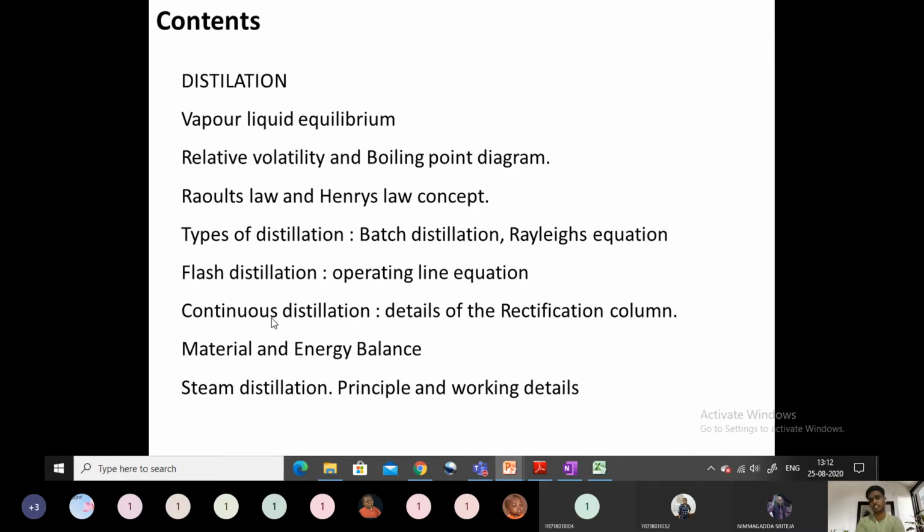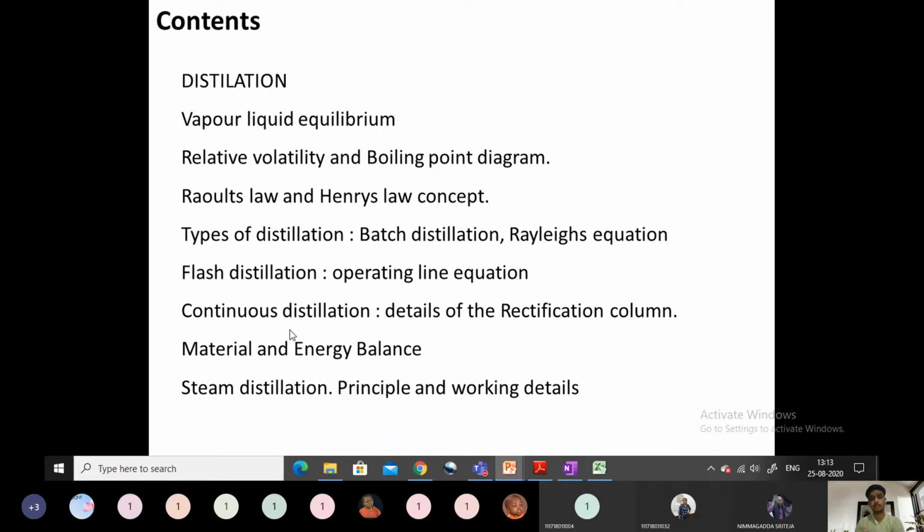Then the next one is continuous distillation. In continuous distillation, the top section is called the rectifying section and the bottom section is called the stripping section. So you'll see in detail what the rectifying section and the stripping section are in the continuous column, and its overall material balance, which you have to perform for the rectifying section, which is the top section, and for the bottom section, which is the stripping section. For both of these, there are basically two operating line equations, we can say.